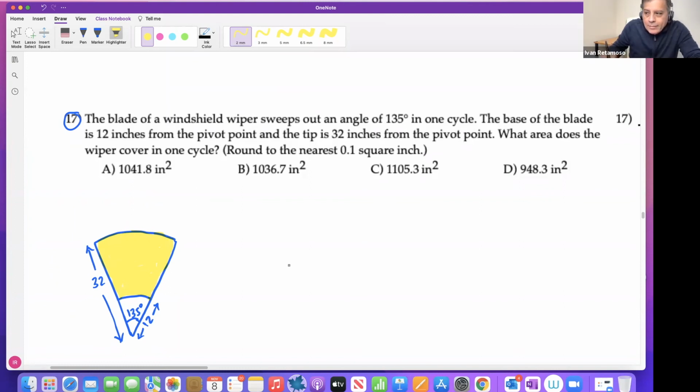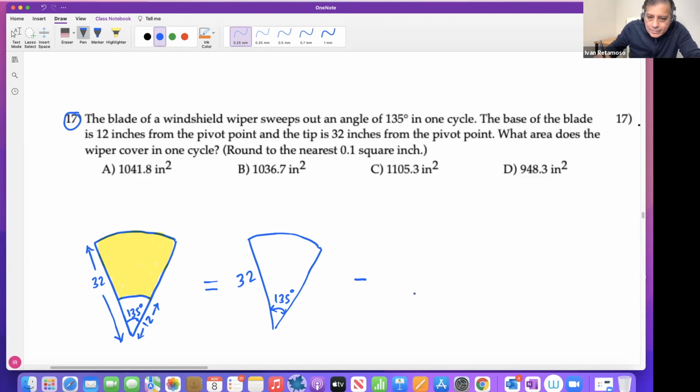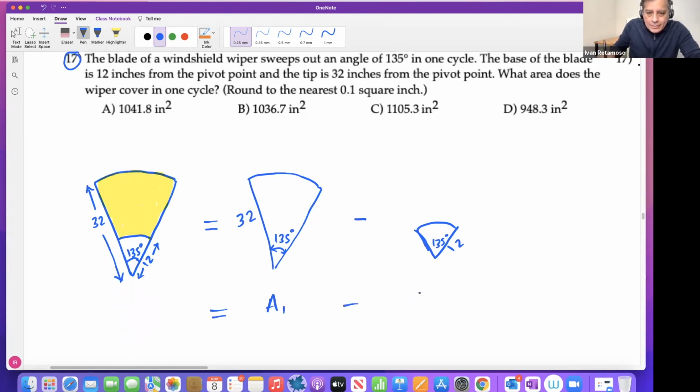Just this part. But now, this is a hint, right? For you to be able to do this. This can be seen as a big sector with an angle of 135 degrees and radius 32 minus a smaller sector, this one on the bottom, with angle still 135 degrees, but with radius 12. So we're gonna call this area one minus area 2, okay? I'm gonna calculate both.